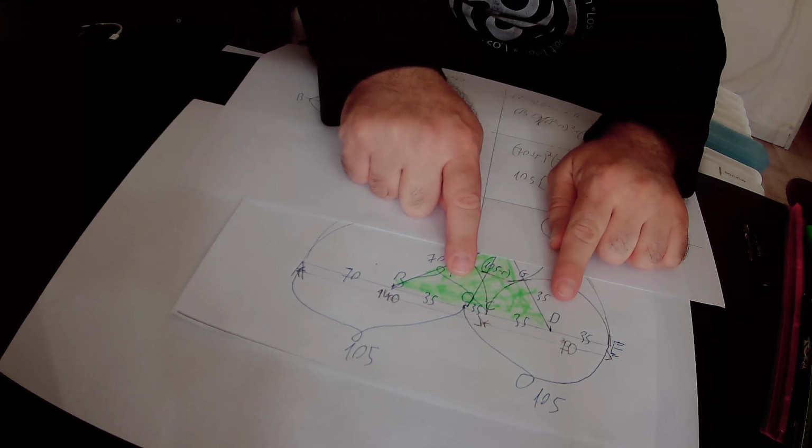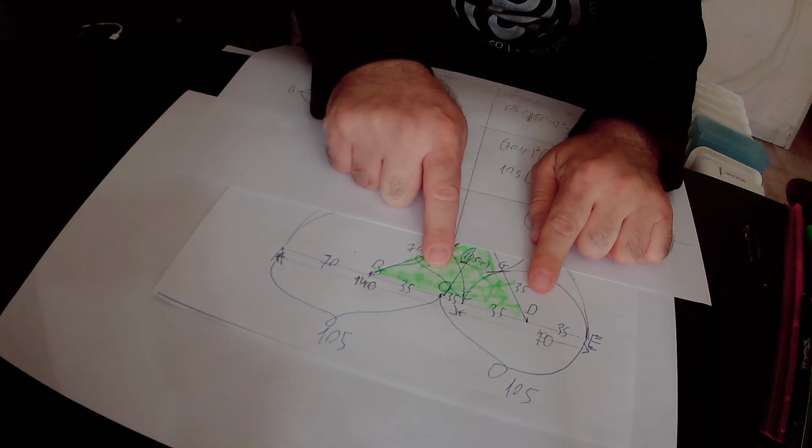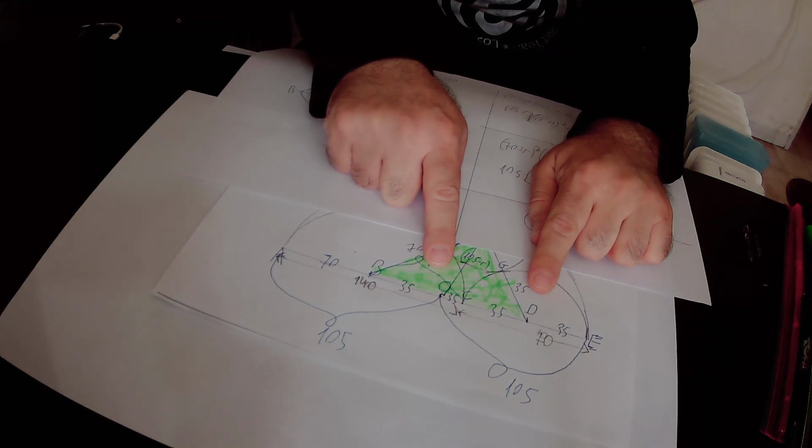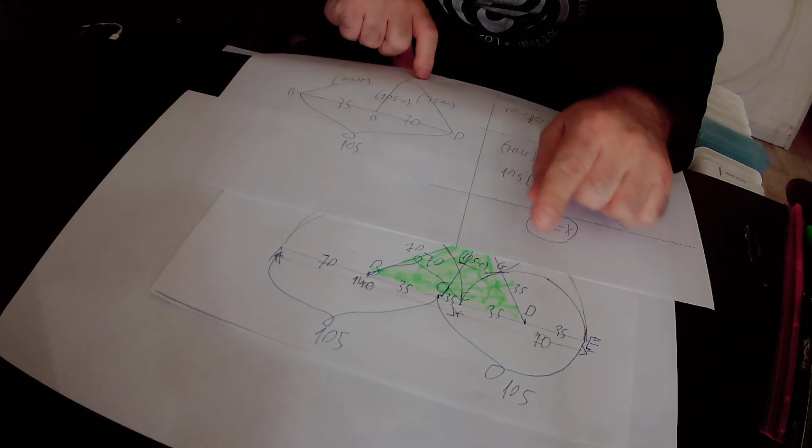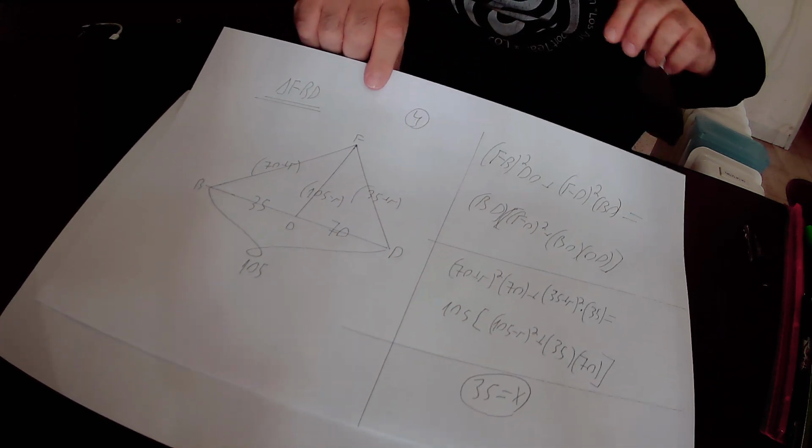What is the length of side OD? It is very easy to see that OD equals OC plus CD. OC is 35 units, CD is 35 units, so OD equals 35 plus 35, that is 70 units.